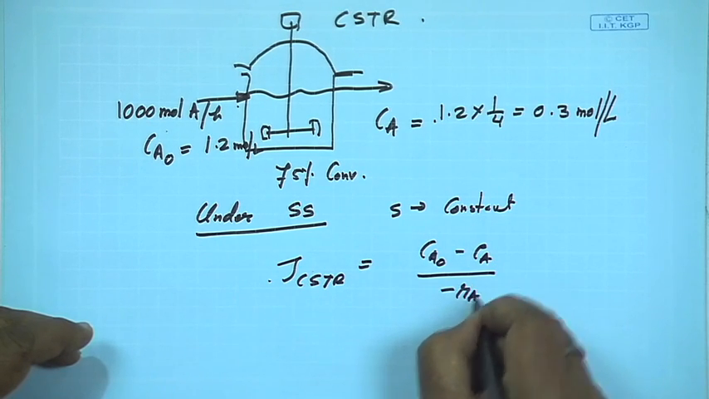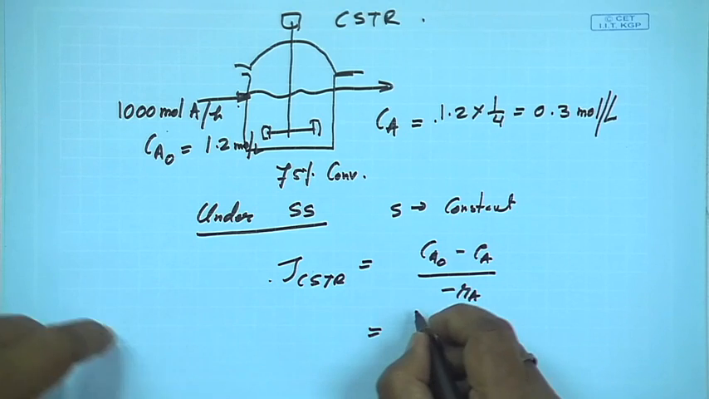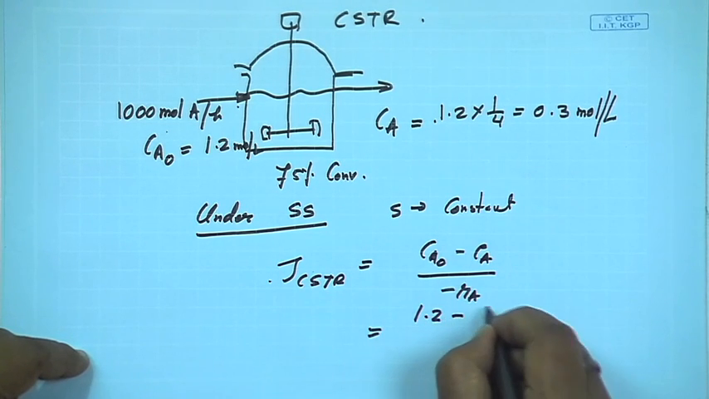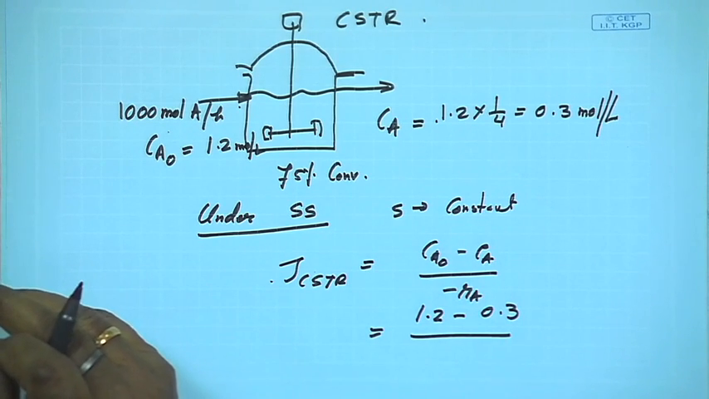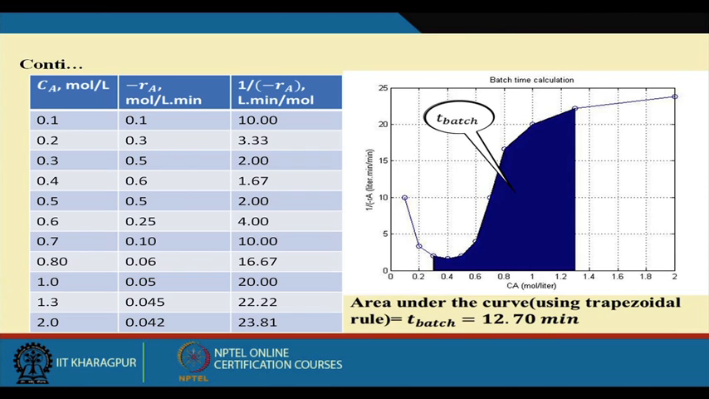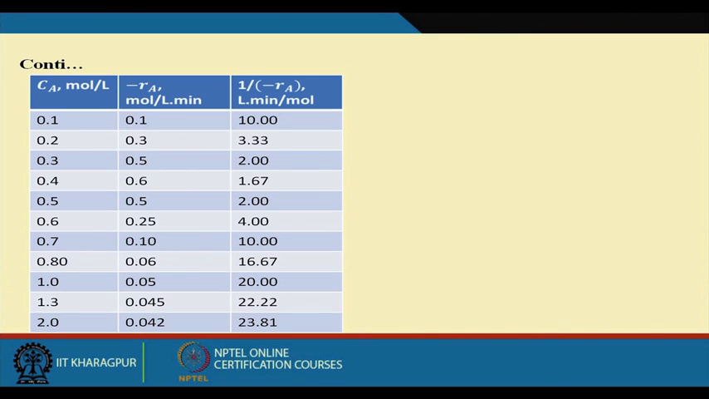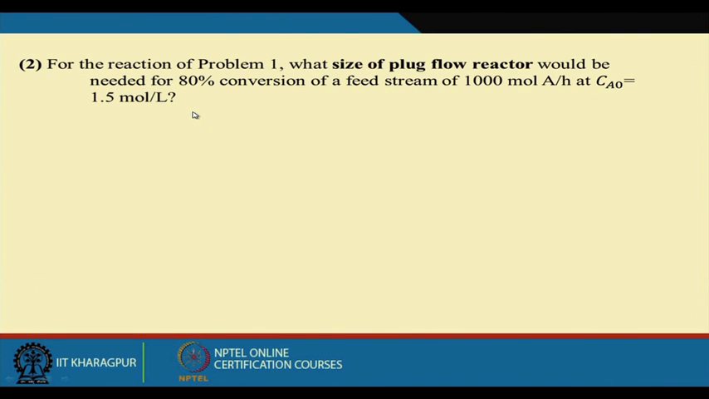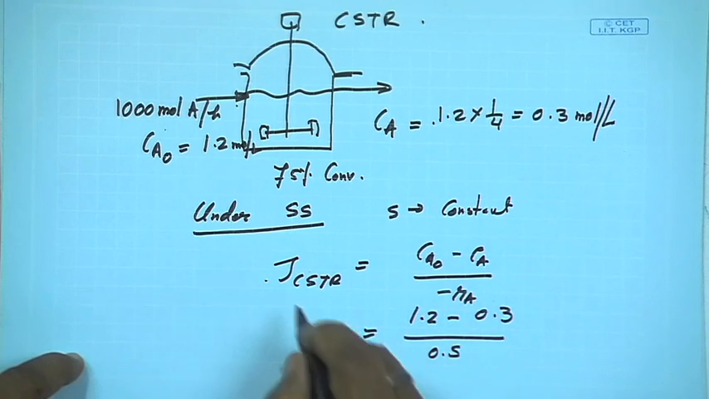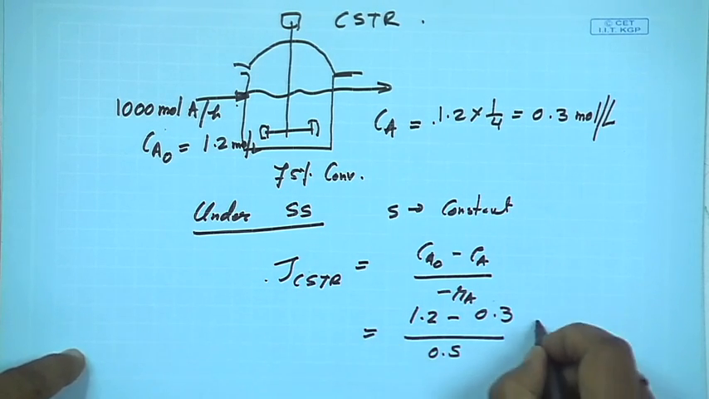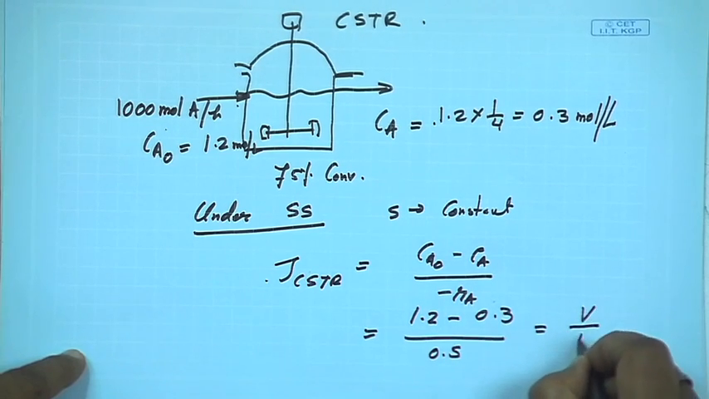Am I right? Now, what is CA0? CA0 is 1.2, and what is CA? This is 0.3, and at 0.3, if you look at the problem, you have the rate. This is 0.5 moles per liter per minute. So, you can divide by that 0.5. So, you can get the tau CSTR, and this is equal to V by F.